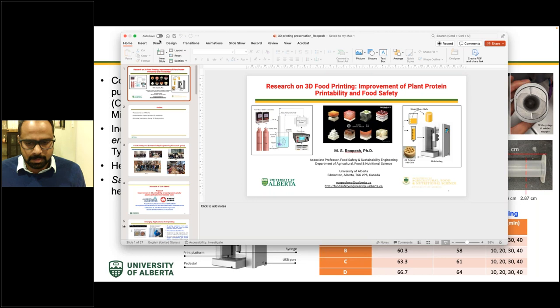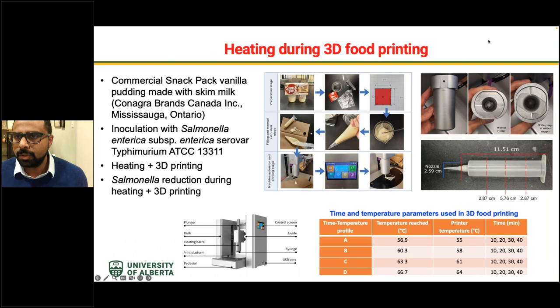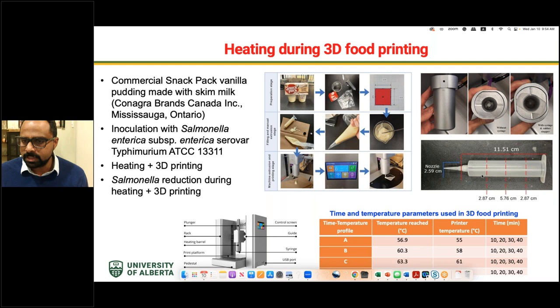Okay, so we were talking about the 3D printing process. Inside this syringe, we can fill the syringe with the product, and you can also see the nozzle here. That is the printing nozzle. This syringe is inside this heating barrel. In the heating barrel there is a resistive heater, and you can heat the product. Then we monitored the temperature of the product at different locations of the syringe.